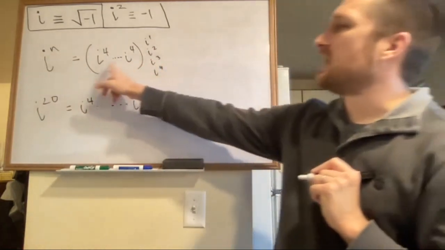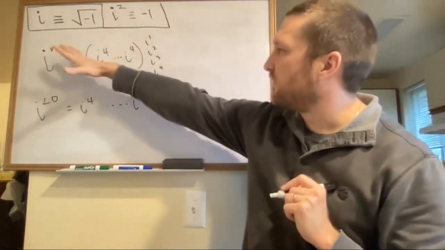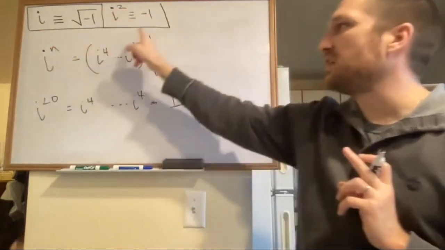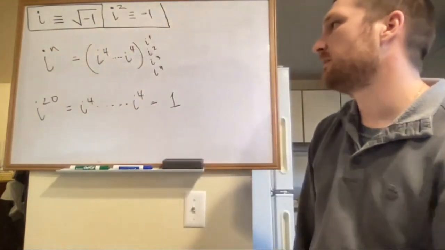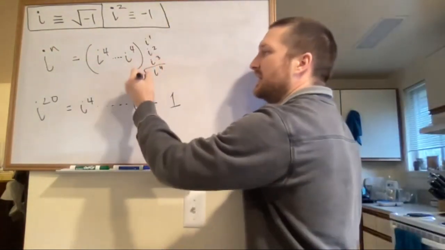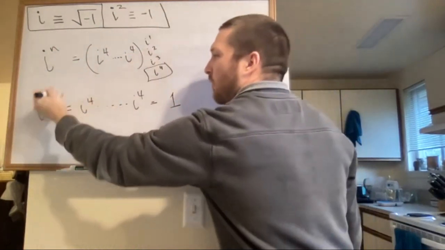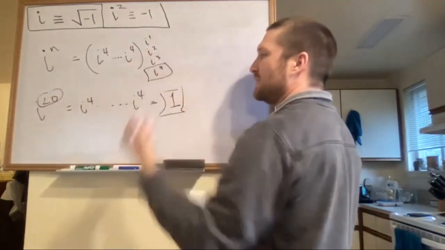But this is the idea. You group it off into groups of four. Those guys are gone. And then you're either left with one, two, or three i's left over at the very end. If it happens to be a power of four, you'll always come out to just be one.